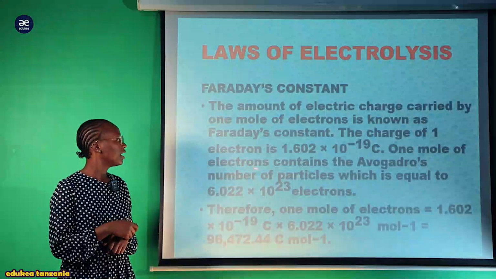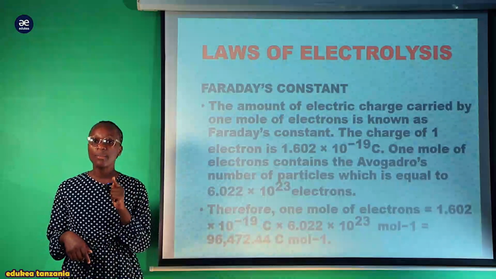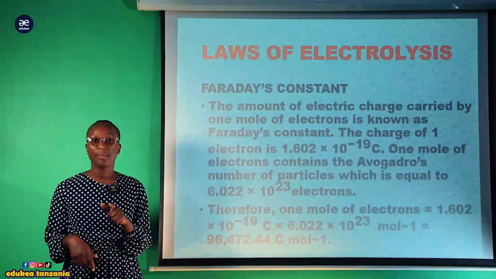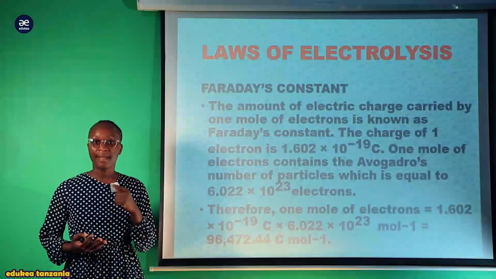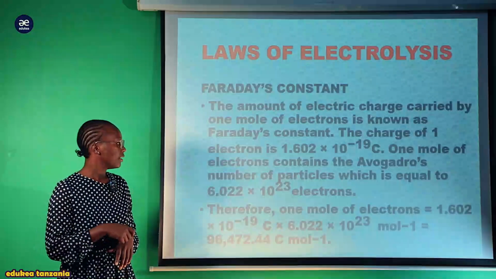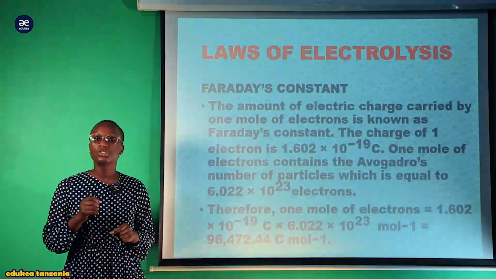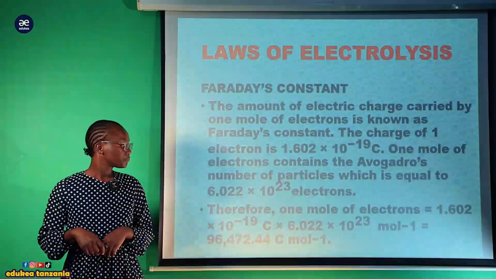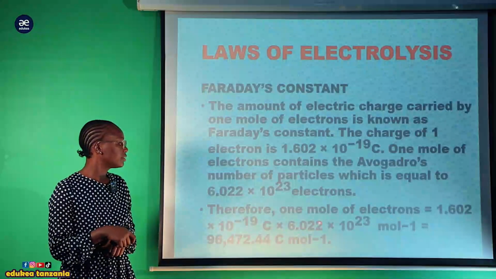And 1 mole of electrons contain the Avogadro's number. Kwamba tunajua 1 mole of the electrons ina contain Avogadro's number. Hii tunajua kabisa, hii idea tunajua since form 1 level. My form 3 students, I hope you understand this concept of Avogadro's number of a particle ambayo ni equal to 6.022 times 10 power 23 electrons. So therefore 1 mole of electron is equal to this one times this one.